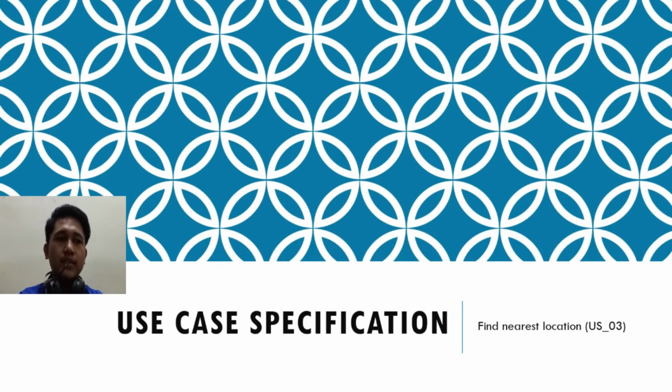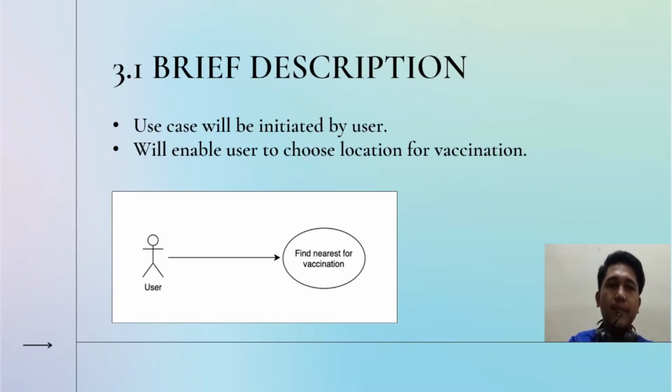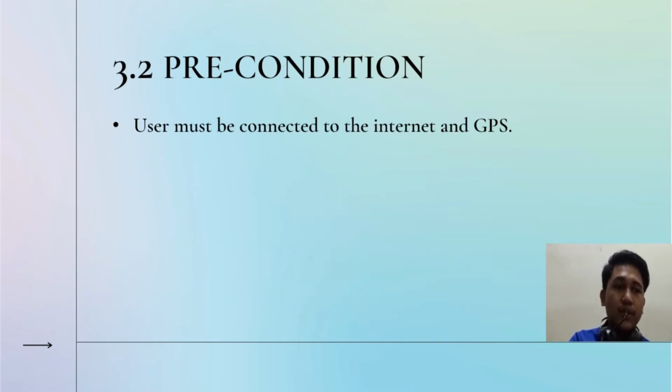Next is the use case specification. We choose find the nearest location. 3.1 brief description. First, the use case will be initiated by the user, and it will enable user to choose location for vaccination. Next is the precondition. The precondition for this use case is user must be connected to internet and GPS. If user do not connected to the internet and GPS, the system will display error message to the user.